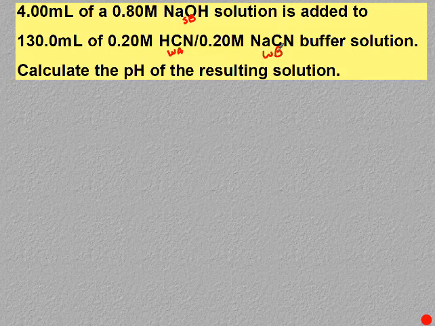So first, you should have labeled everything. And we have a strong base, so a strong base should react with our weak acid. We're going to ignore spectator sodium. So you should have had hydroxide reacting with HCN to produce cyanide and water. And we don't care about our water.